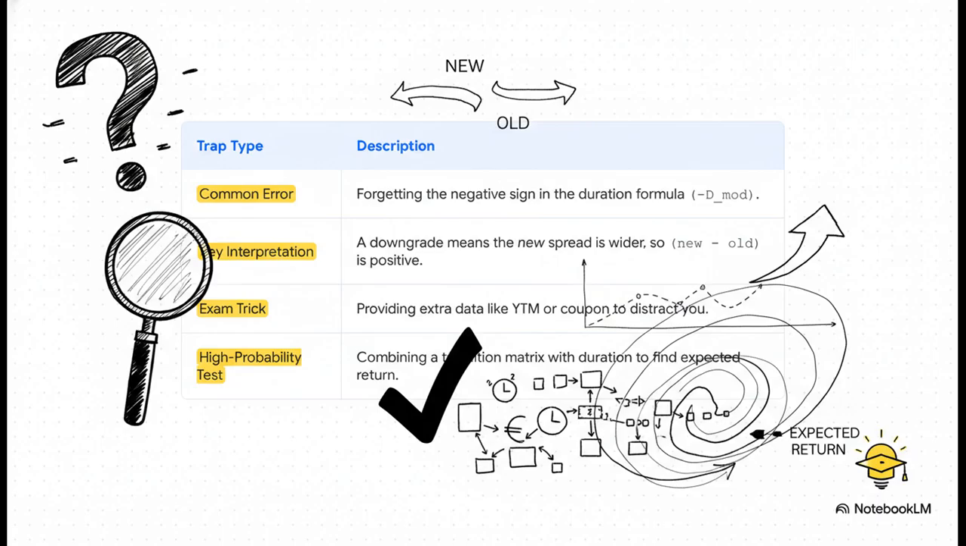All right, this slide is gold. It's your how-not-to-lose-points guide. Forgetting that negative sign? Classic mistake. The examiners will also try to distract you. They'll throw in a bunch of extra data like YTM or coupon rates just to see if you get flustered. Don't fall for it. All you need is duration and the spreads. You should absolutely expect to see this exact type of calculation on the exam.